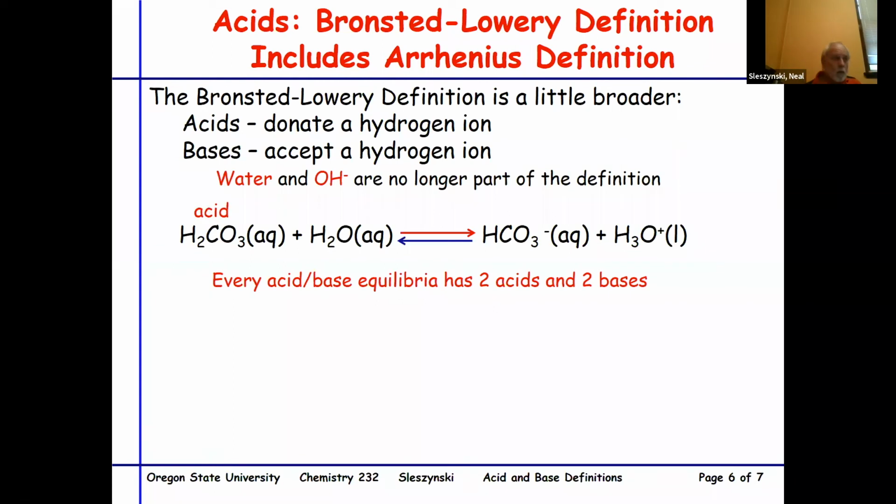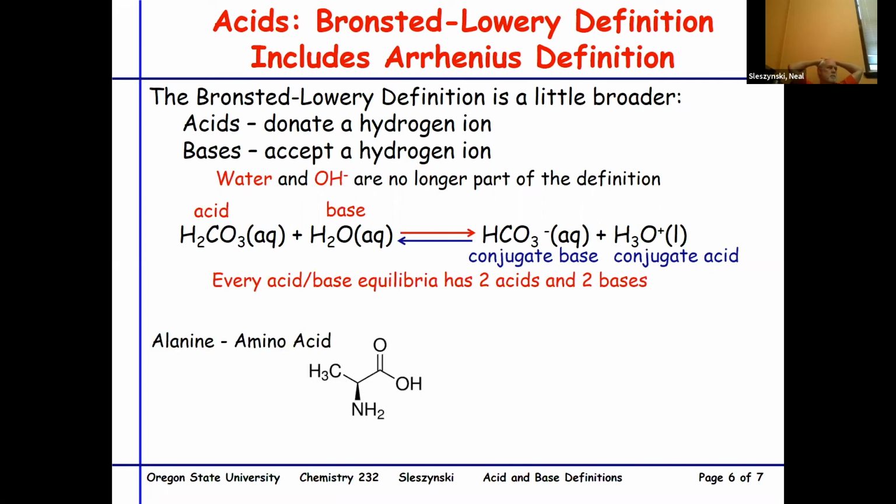Carbonic acid on the left-hand side produces, as the result of this acid-base reaction, a conjugate base, which is bicarbonate. Water on the left-hand side, which is acting as a base, produces hydronium ion, a conjugate acid, as a result of the acid-base reaction. You can see that we no longer need to have water or hydroxide as these definitions. We don't have to run these reactions purely in aqueous solutions. We can choose to run them in a different solvent.